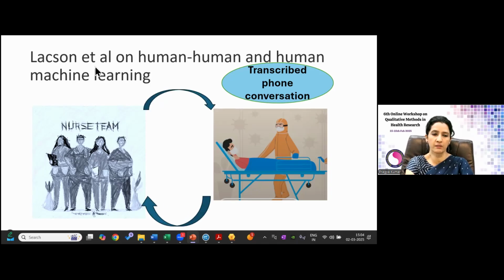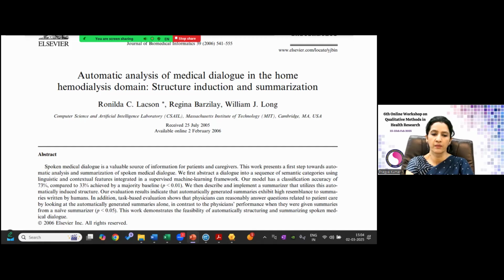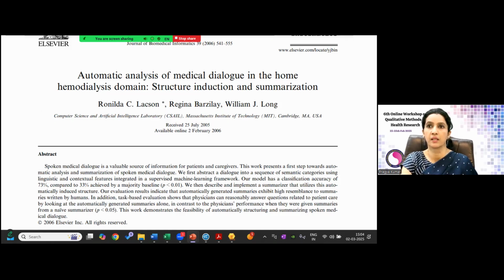So they have done this automatic analysis of medical dialogue in the home hemodialysis domain, structural induction and summarization. If you go through this article, they have done this understanding of the communication. If you see the abstract, they have written: our model has a classification accuracy of 73% compared to 33% achieved by the baseline, and we can describe and implement a summarizer that utilizes this automatically induced structure. So that was one thing of a discourse analysis. So these are the 4 types of analysis which we do.